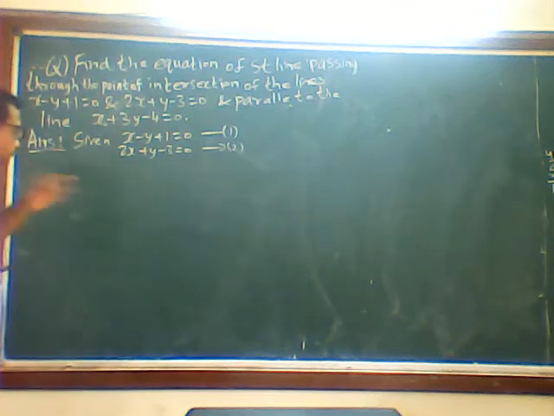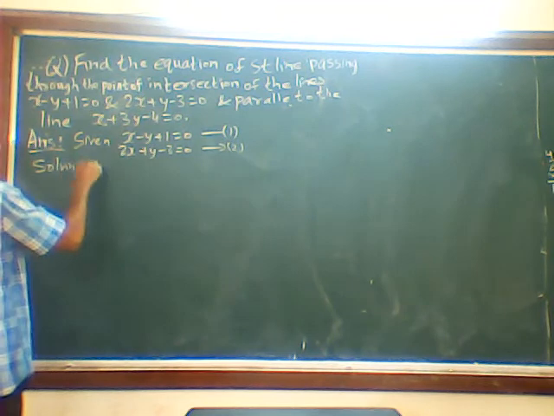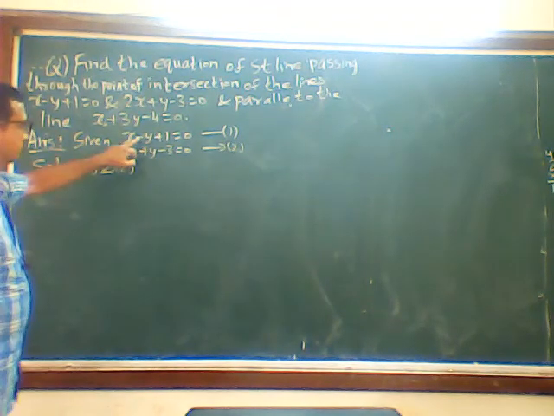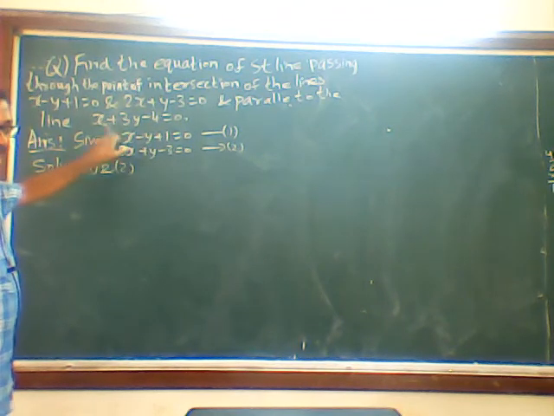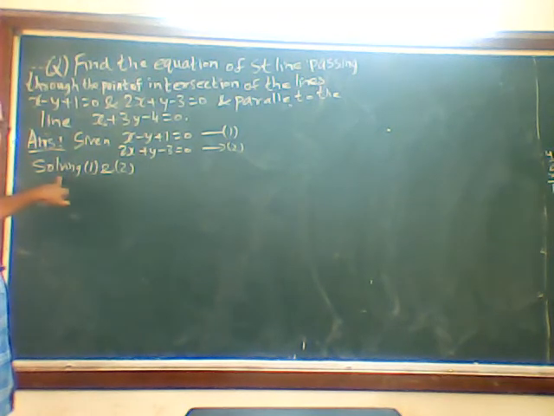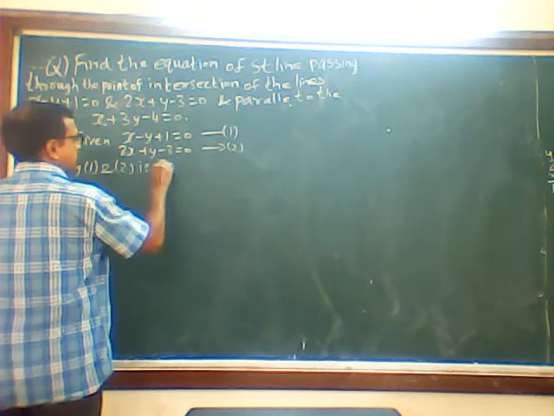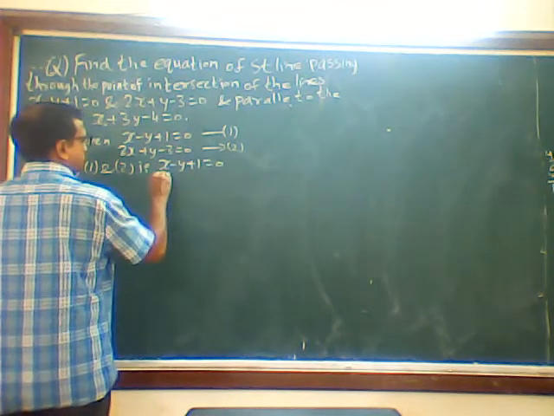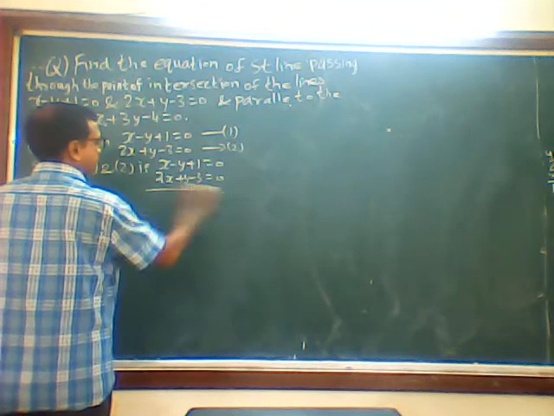Now see here. Solving 1 and 2. Here also y is 1, no need of multiplying them. We will cancel y and we will get x. This is minus y, this is plus y, so solving means addition. Solving 1 and 2: x minus y plus 1 is equal to 0, and 2x plus y minus 3 is equal to 0. We will do addition.